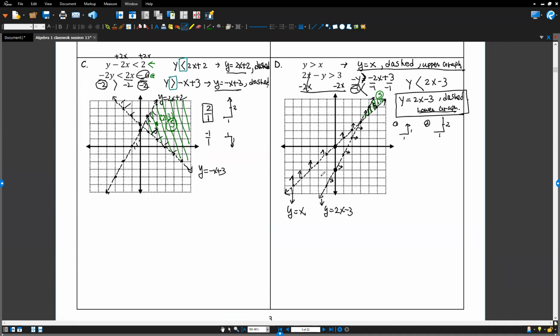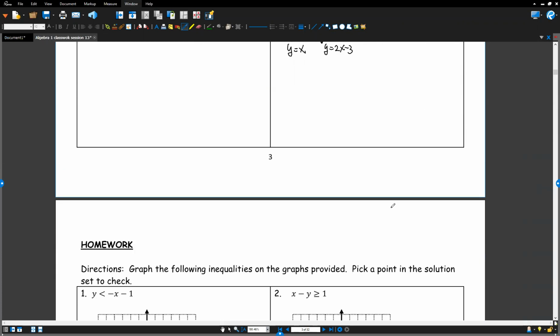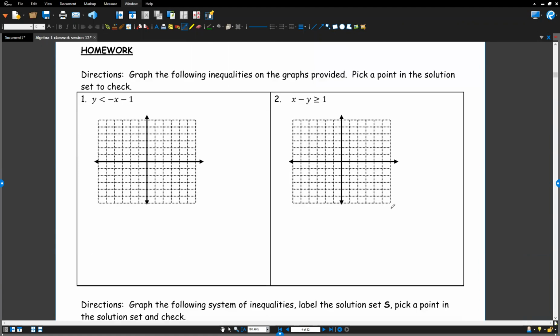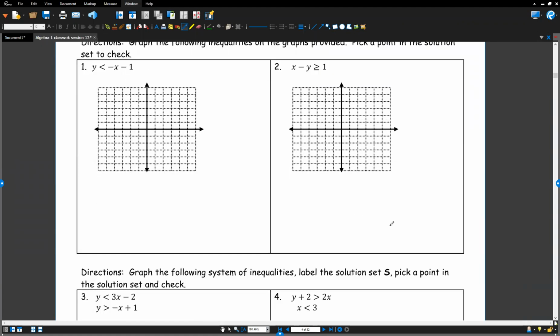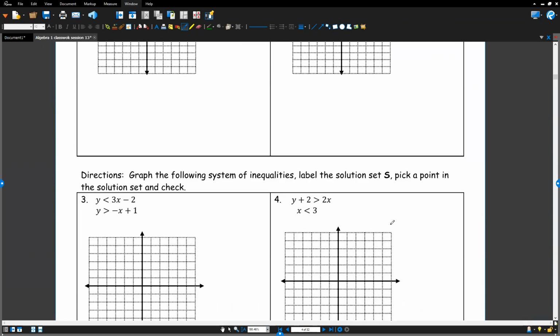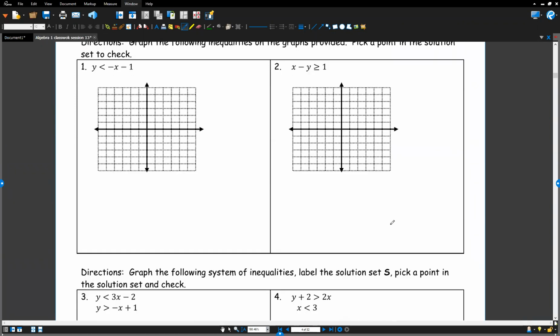Any questions about this? You guys can do this one. First you have to find the equation of the line, and whether the line is solid or dashed. Then you choose the upper part or lower part of the graph. Okay, we have some practice over here. Just one more. Now I'm going to try this one.